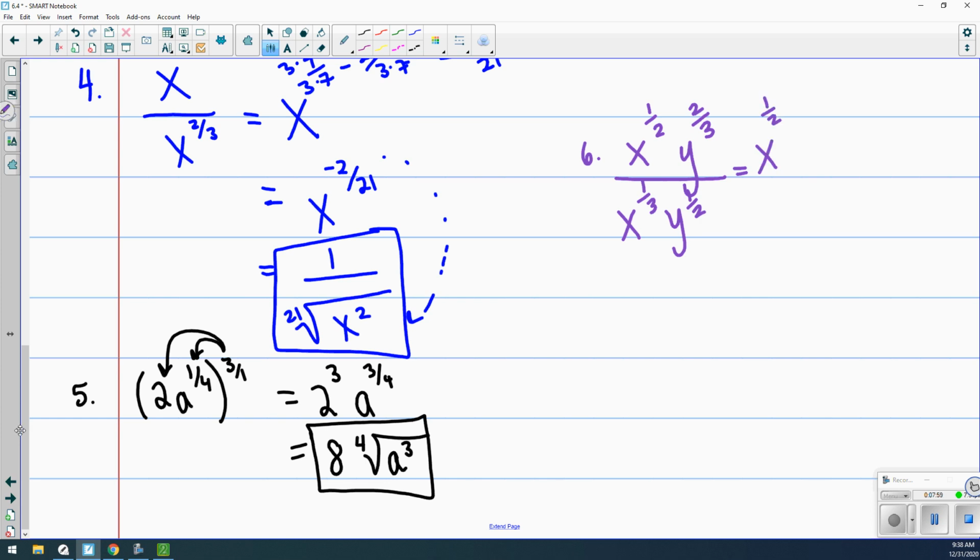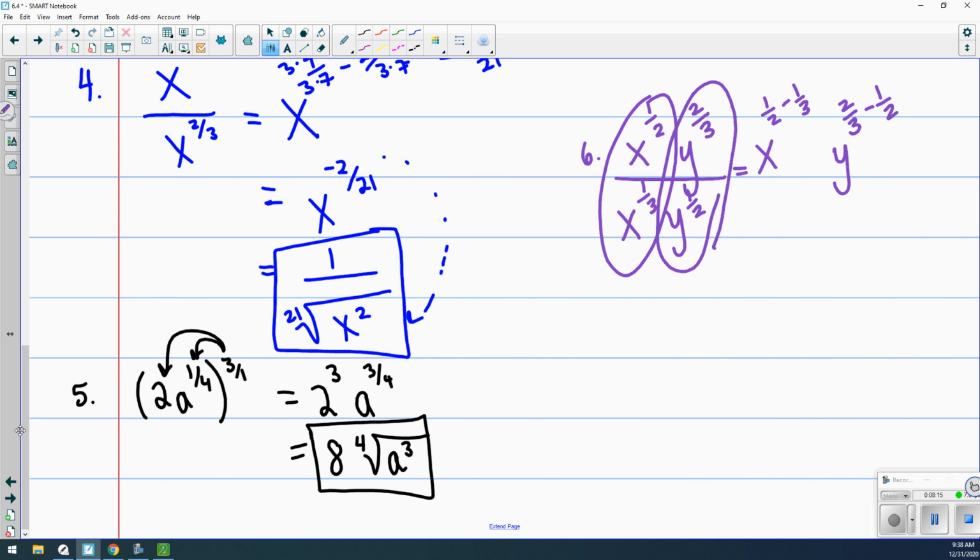Okay, nice and slow and steady. X to the 1/2 minus 1/3. Yes? Right here? Times y to the 2/3 minus 1/2. Yes? See what I'm doing there? All right, those two x's and y's are being multiplied together, but we're going to subtract those exponents. All right, so I have an x and I have a y. So we need to do 1/2 minus 1/3, and we need to do 2/3 minus 1/2.